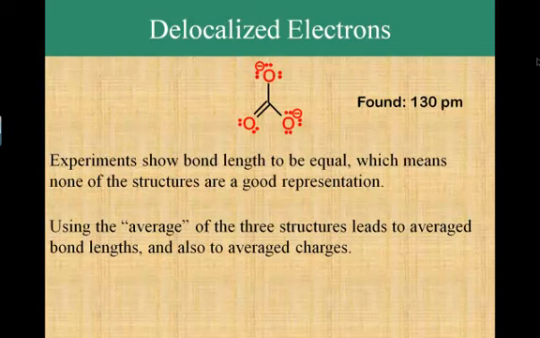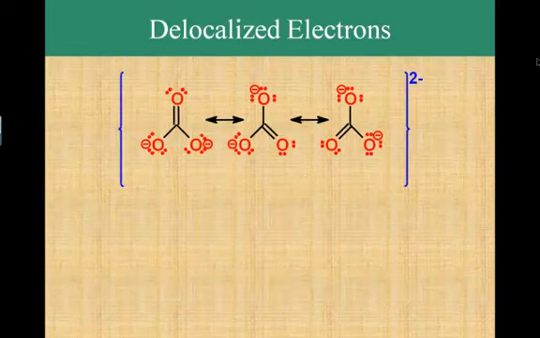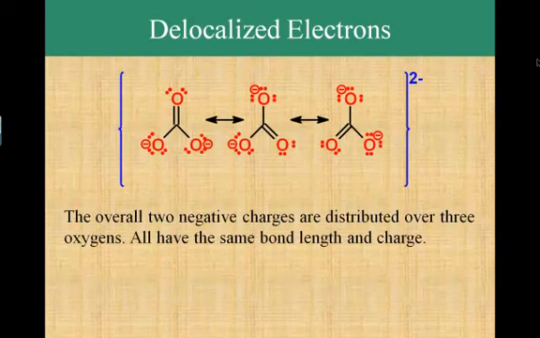So the carbonate anion is really an average of the three structures that we saw before. We need three Lewis structures to describe the real molecule. Two negative charges are distributed over three oxygens. All carbon-oxygen bonds have the same length.